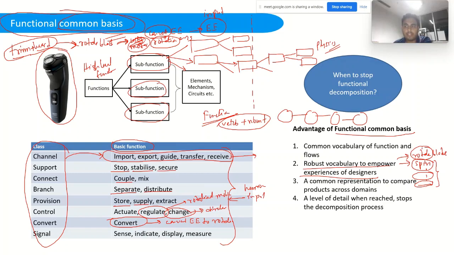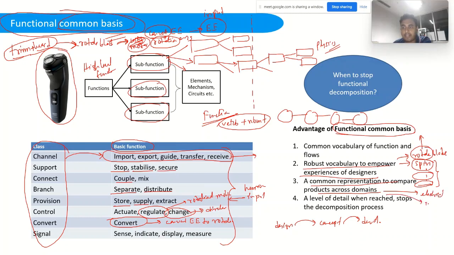So use something very basic which comes under functional common basis, so that everyone, when you move from the design stage to the concept phase to the development phase, still knows what each individual function means. That's the reason why we should have something common. Again, it gives a common representation to compare products across domains.